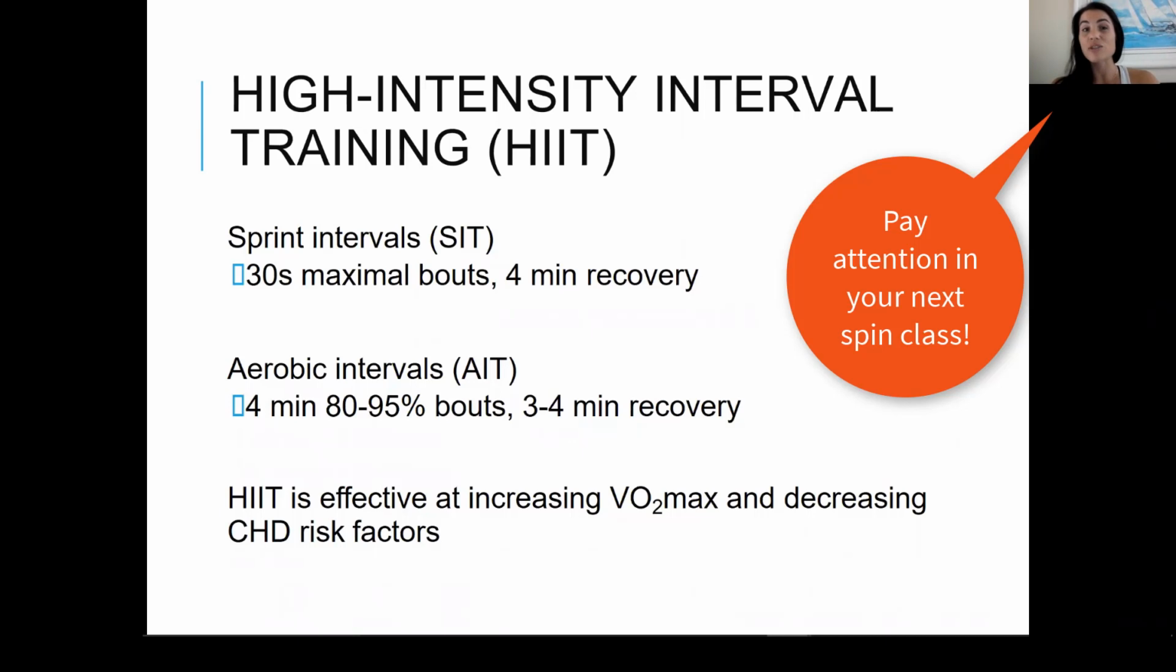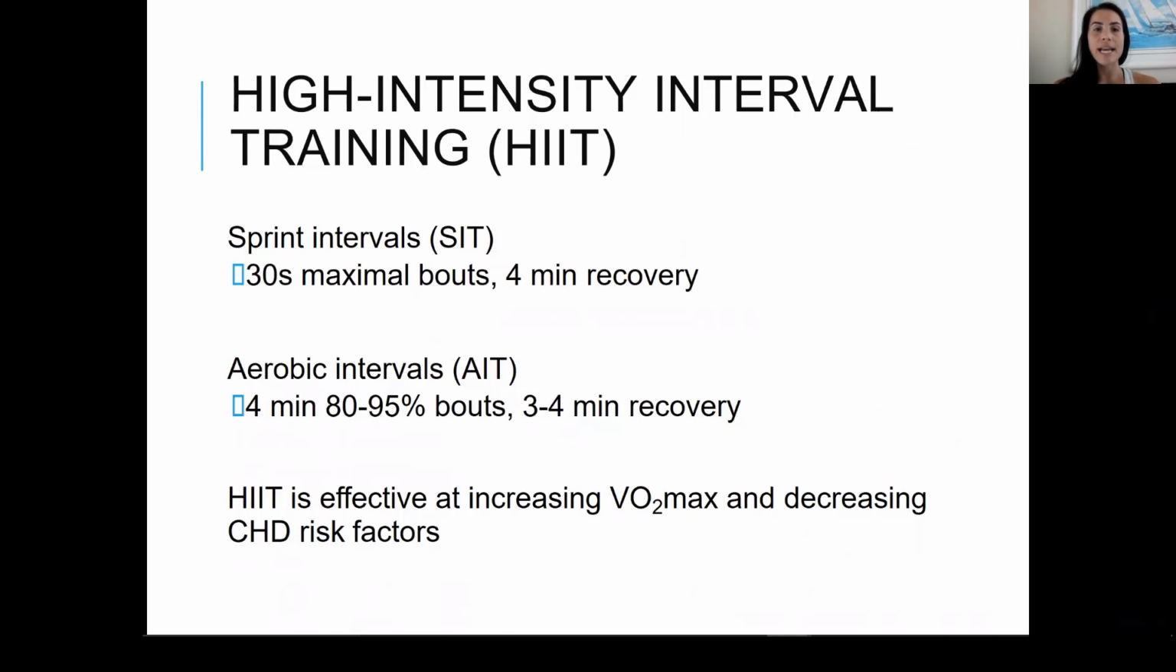Like that's not a true sprint, that's more of an aerobic interval. Aerobic intervals tend to be a little bit longer. So in this example, AIT, it's a 4-minute bout at about 80 to 90% of their max effort, and then you still get that 3 to 4 minute recovery. So the difference between that sprint interval and this aerobic interval is the amount of time that you're working. Sprint, you're working hard for 30 seconds, and aerobic, you're working hard for 4 minutes.